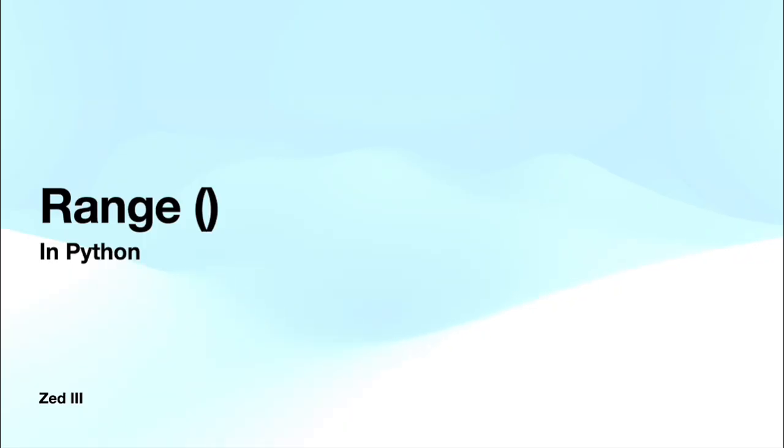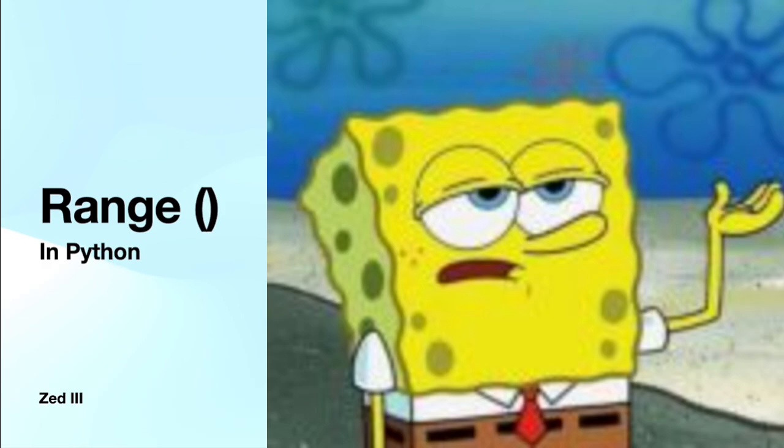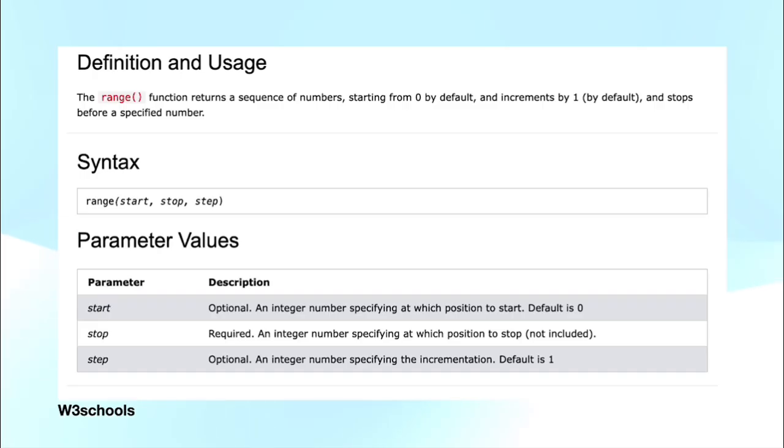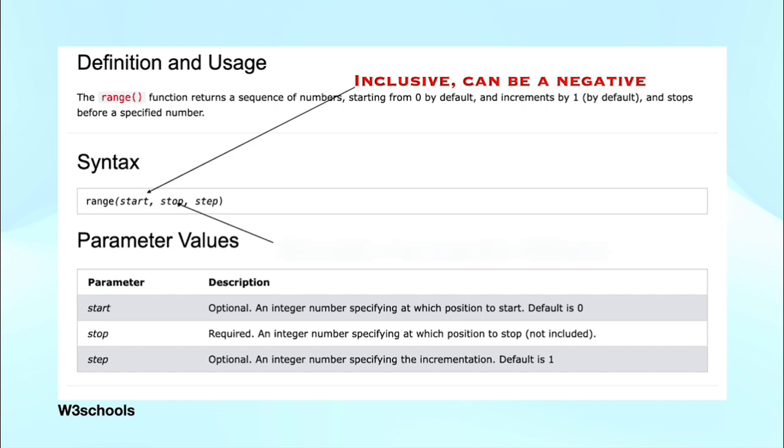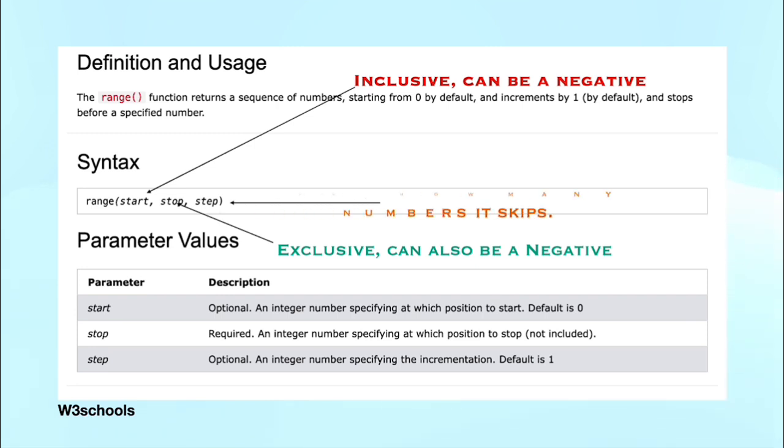So to quickly explain the syntax side of things. The range function is a pretty simple function. It can accept up to 3 arguments. The start value is optional. It is an inclusive integer which specifies the position that the range function will start at. The stop value is a required value. It is exclusive, meaning it is not included. So if you put the number 10 as a stop value, it will go up until number 9, not including 10. Both the start and stop value can be negative, and so can the step value.